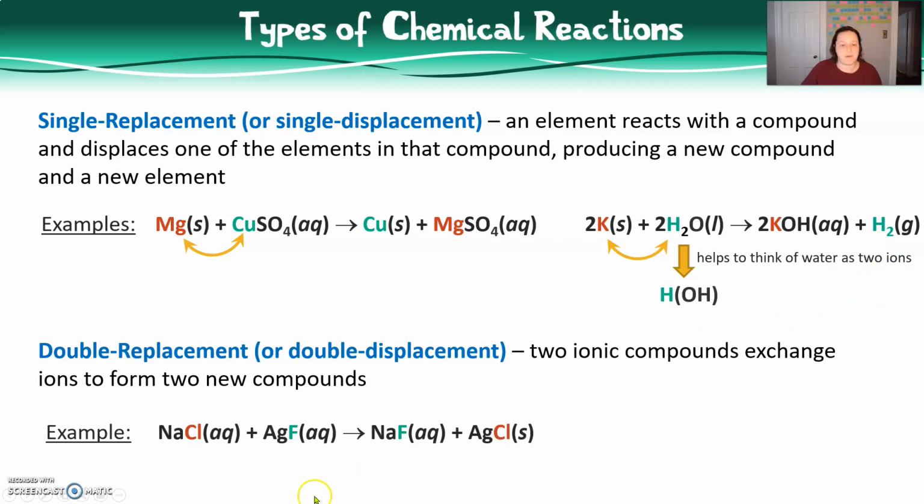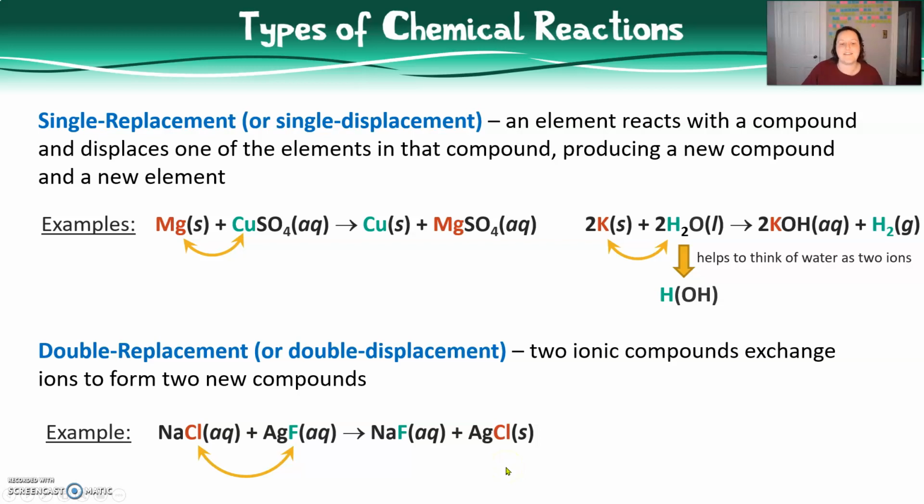In the next example of a double displacement reaction, the chlorine and fluorine anions swap places, creating two new ionic compounds as products, one of which is soluble, indicated by the aqueous state label, but the other of which is a solid and represents what we call a precipitate.